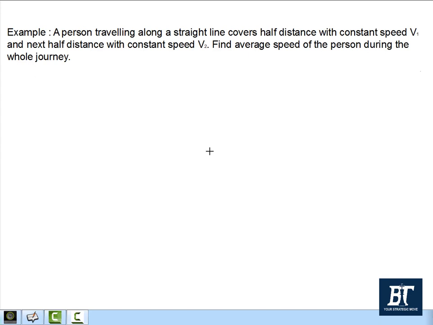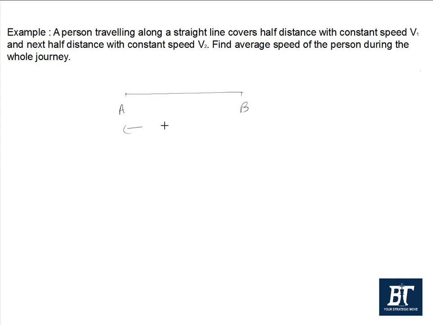In this question, a person is covering half the distance with the speed v1 and the next half distance with the speed v2, and we have to find the average speed of that person. If we assume the total distance to be x, then this distance will be x by 2, and the next half distance will also be equal to x by 2. It has been given that for the first half the person is traveling with speed v1, and for the next half with speed v2.